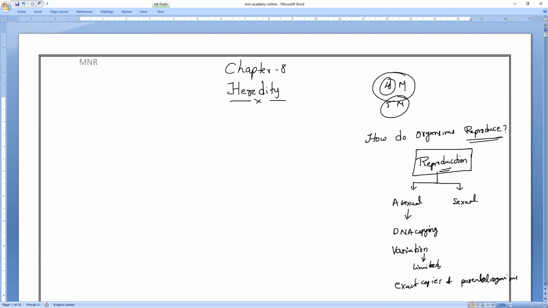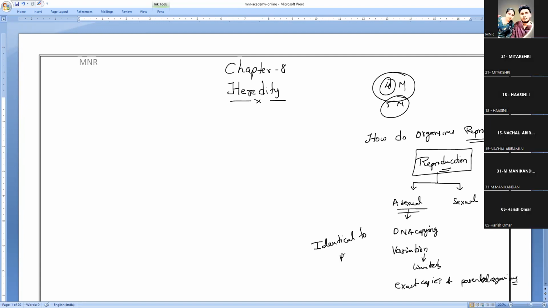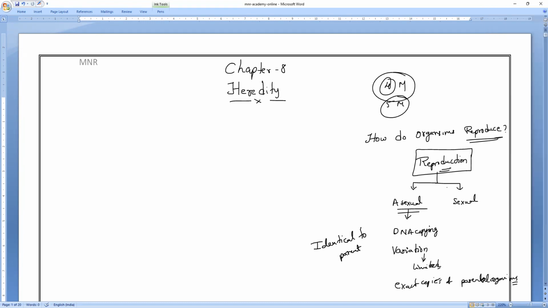So that is what we studied about asexual reproduction. So they are identical to whom, guys? They are identical to the parent organism. So that is what we used to call asexual reproduction.